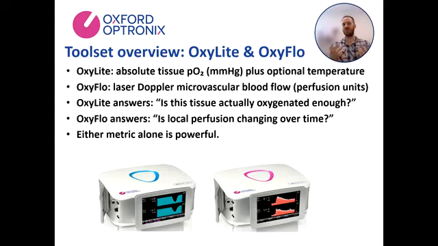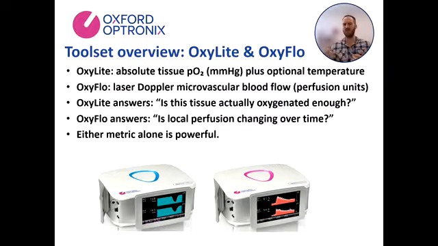So here's the Oxford Optronix systems I'd like to talk about today. This is our OxyLite and OxyFlo. The OxyLite, which is the blue system, gives you absolute tissue pO₂ in millimeters of mercury with optional temperature functionality. The practical questions it answers are things like, is this tissue actually oxygenated enough? And how does that change over time? The OxyFlo, or the red system, gives you microvascular perfusion using laser Doppler. It answers, is local perfusion changing? And when does it change?